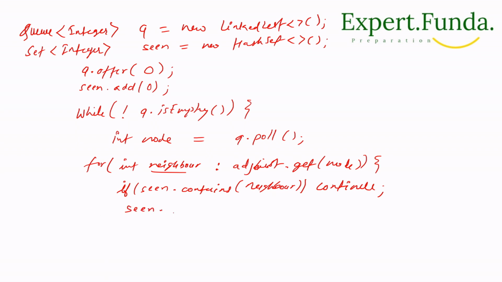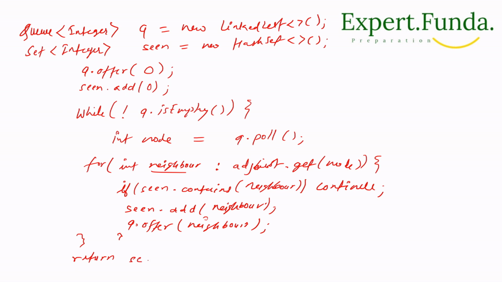If it is not, then we will first add the neighbor onto the seen set, that is visited. Now we will add onto the queue, we'll do offer again, and pass our neighbor here. Both are done, correct? And finally we will close this for loop, and then the while loop will close, and we'll return seen.size equal to n, correct? Then we will return here.